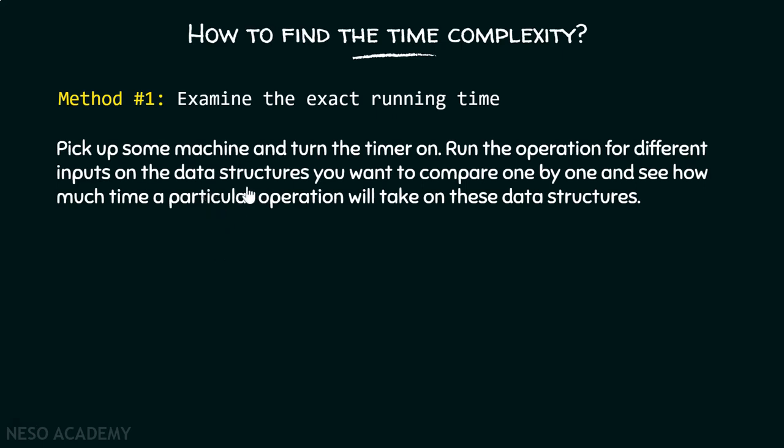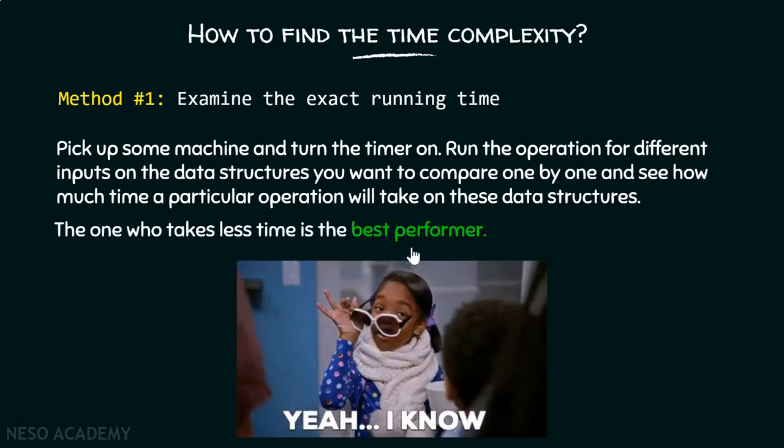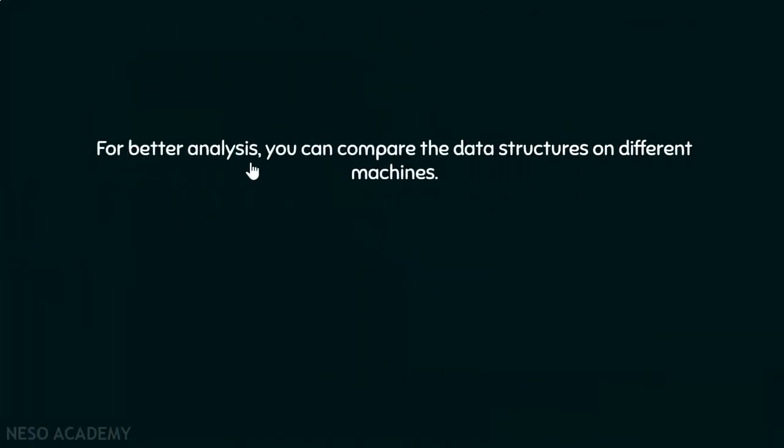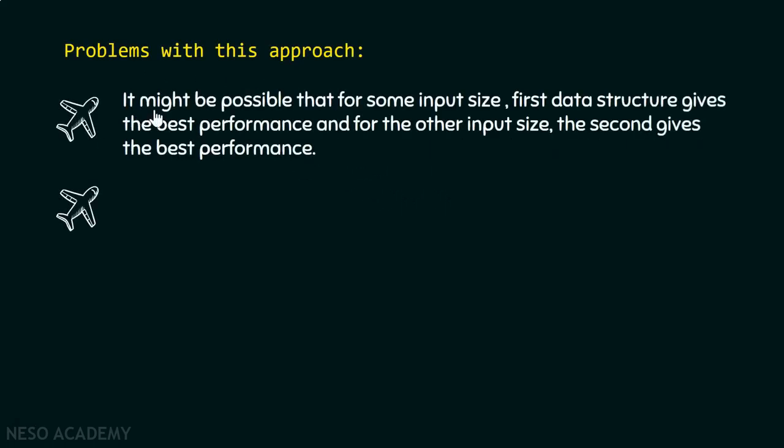In this way, you would be able to compare data structures, and obviously the one that takes less time is the best performer. For better analysis, you can compare the data structures on different machines too. But you know that there are some problems with this approach. It might be possible that for some input size, the first data structure gives the best performance, and for the other input size, the second gives the best performance. There's no way to know that basically.